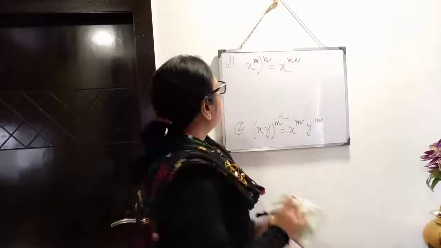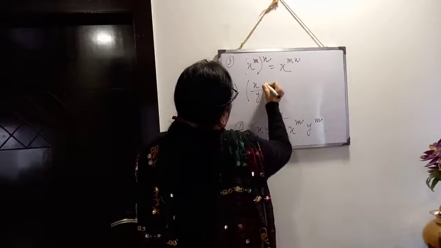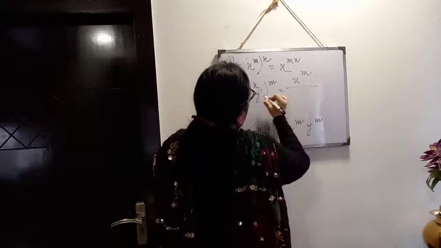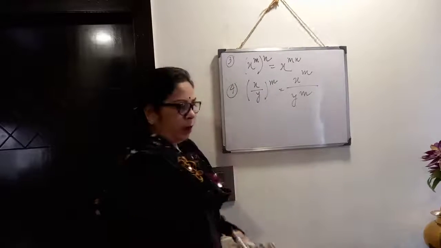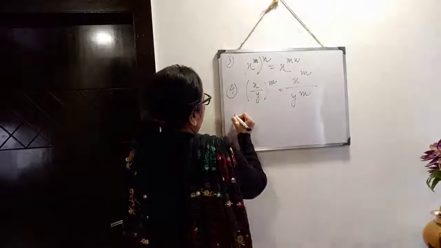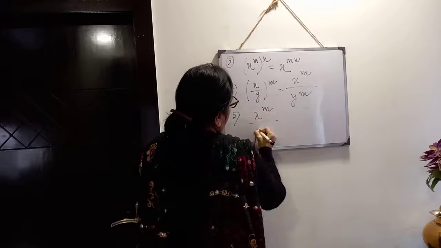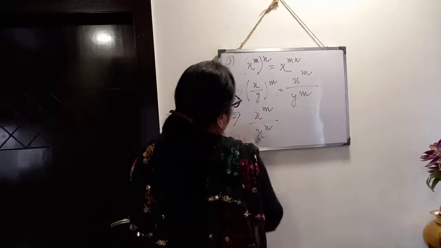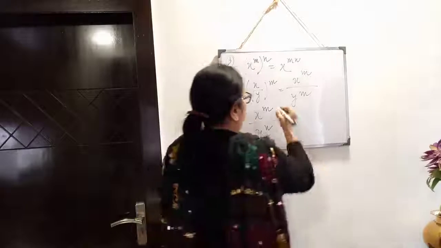Clear? Now another is that if it is in this form, (x by y) to the power m, then when we open the bracket, x will be in the numerator and y will be in the denominator, but the power will be m. Clear? And division. This is also most important. x to the power m by x to the power n. Now see, when you are dividing, both the bases are the same. So there will be x to the power m minus n.